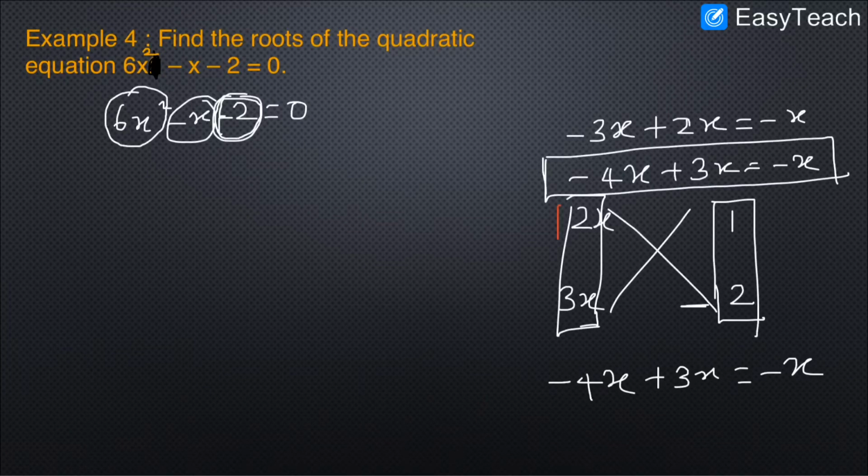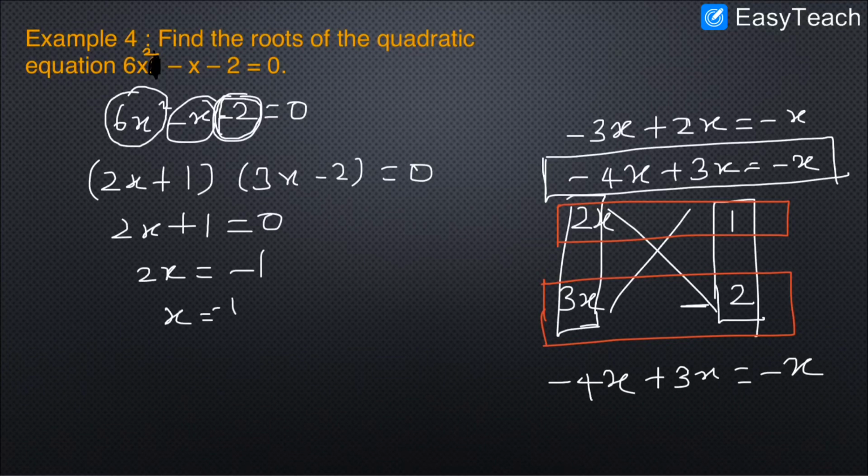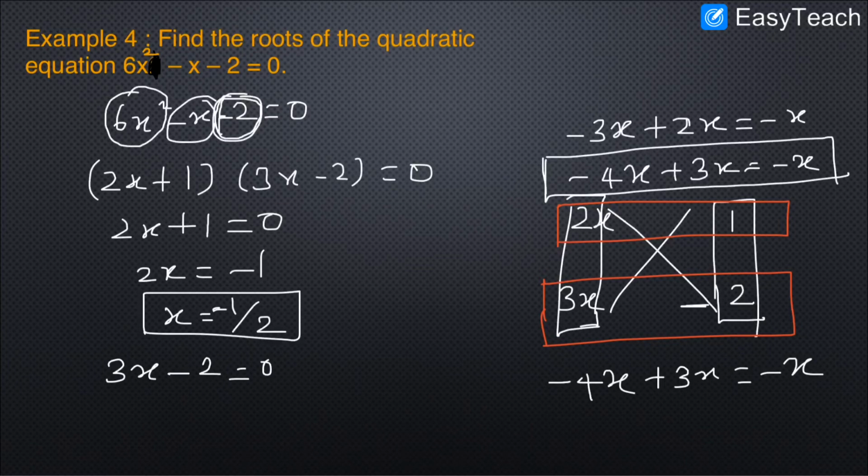So when you write the factors this way, 2x plus 1, 3x minus 2. We already studied this method in polynomial itself. We have used this method throughout the lesson, polynomial. So here also I am writing 2x plus 1 and 3x minus 2 equals 0. So I am going to equate each factor to 0 to find the value of x. 2x equals minus 1, so x equals minus 1 by 2. Next, 3x minus 2 equals 0. 3x equals plus 2, so x equals 2 by 3.